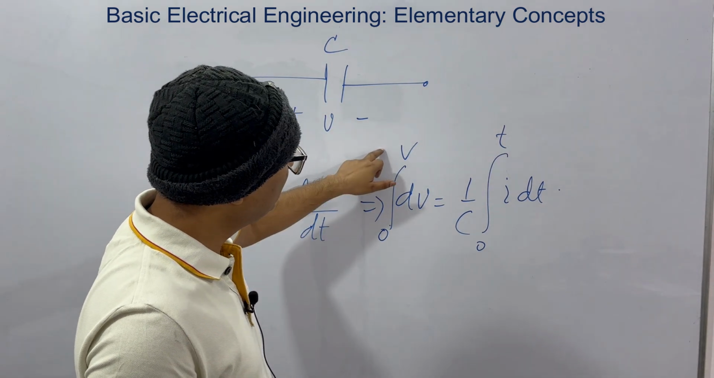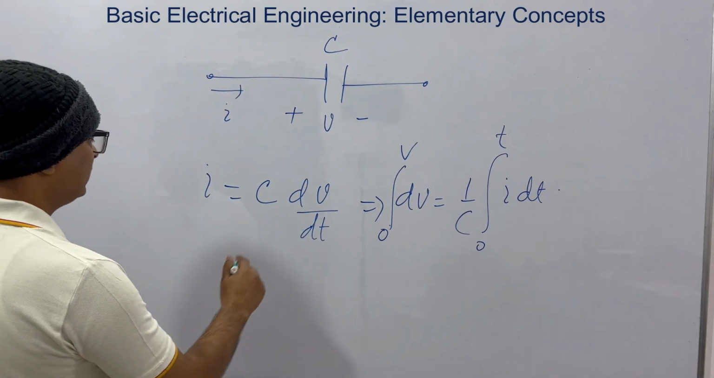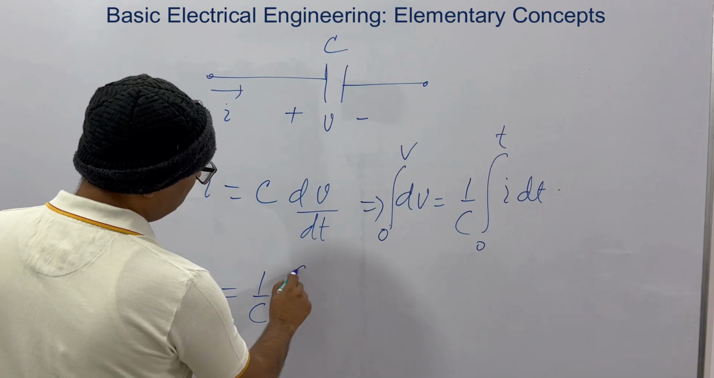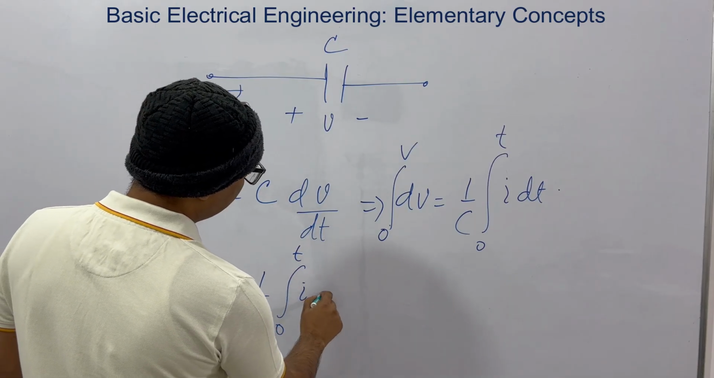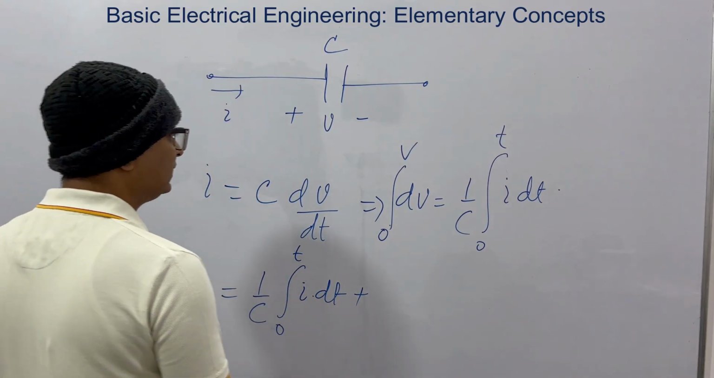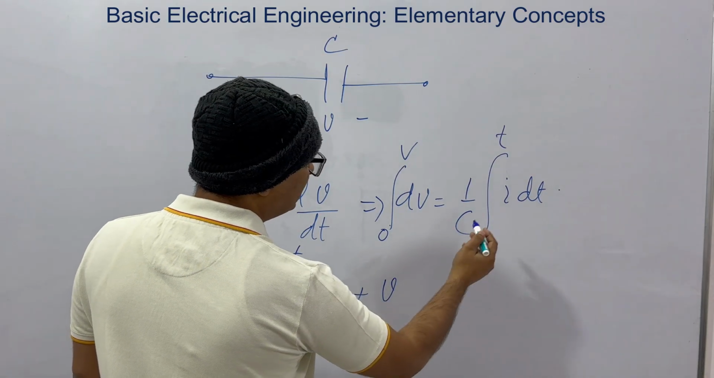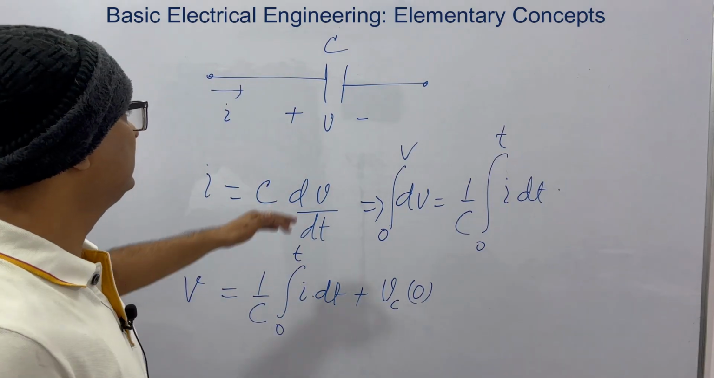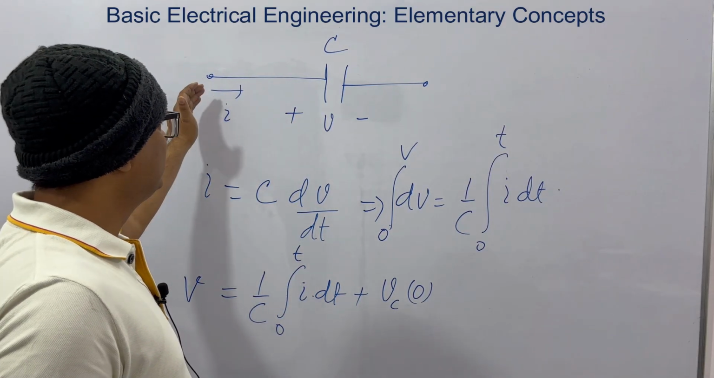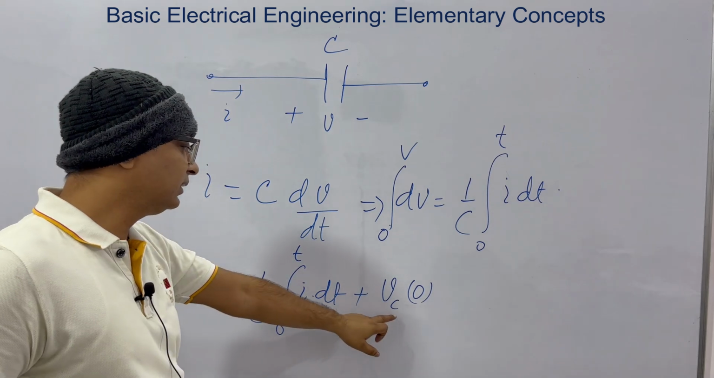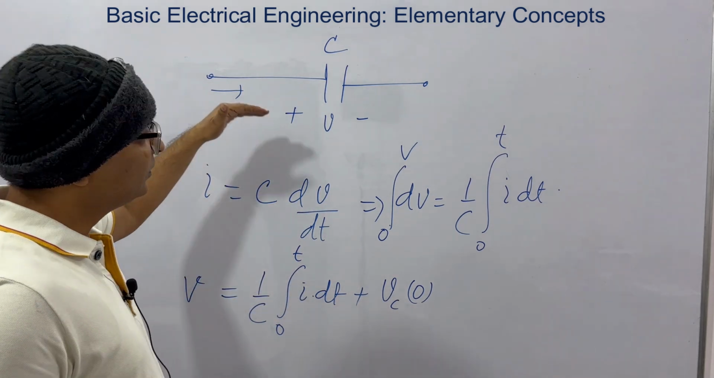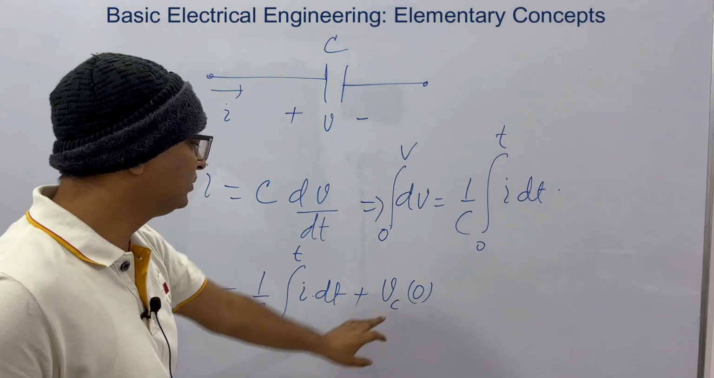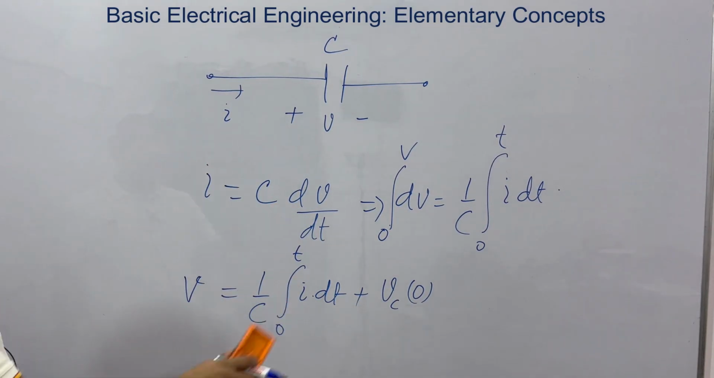It will reach a value. So 0 to V, 1 by C, 0 to t I dt, or you can write it as V is equal to 1 by C integral from 0 to t of I dt plus initial condition. We know when we integrate, we put k, a constant, so this is the constant, that is called initial condition. That is, if you had a certain voltage when you started this current, then that will appear here. If the initial condition is 0, that is when you put this current, this was 0, this will be 0. So this is the capacitor.